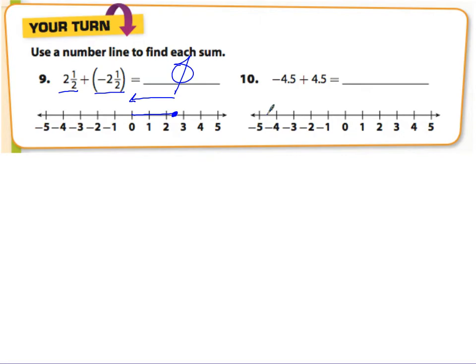Again, if I start at negative 4.5 and I add a positive, that tells me to go to the right. And if I do that, that's 1, 2, 3, 4.5. Again, it gets me back to 0 because they're opposites.